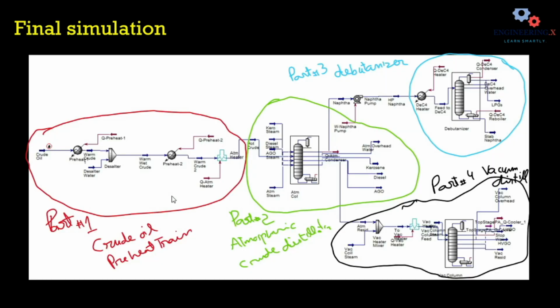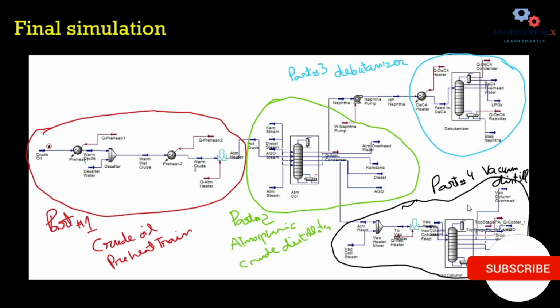Okay, so as I mentioned earlier, our final objective after four videos would be to have these four different units. The crude oil preheat train we have already simulated in the previous video. The link of the previous video is in the description, just go and check it out. For today's video we are going to simulate atmospheric crude distillation, and then in the next video we will do the debutanizer simulation, and finally in part 4 we will perform vacuum distillation.